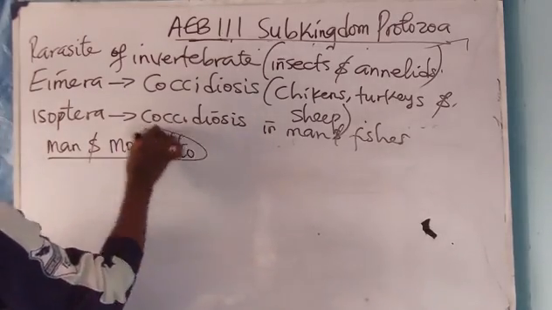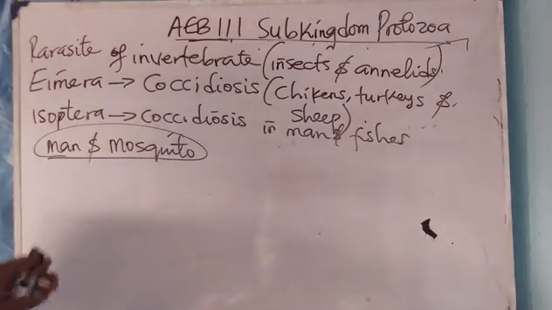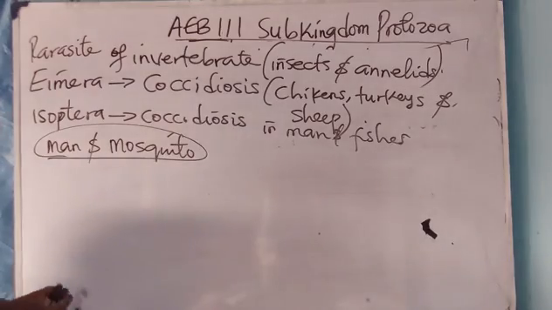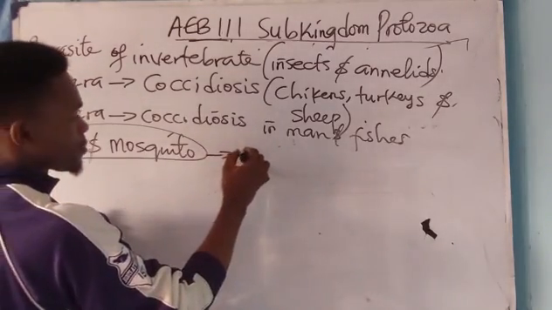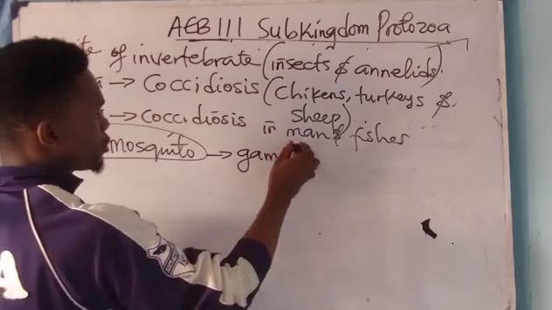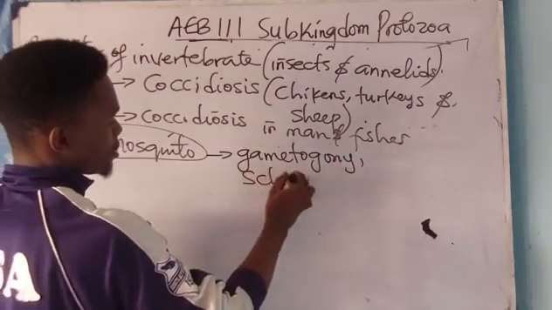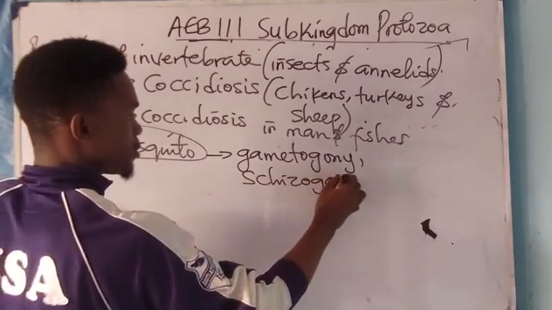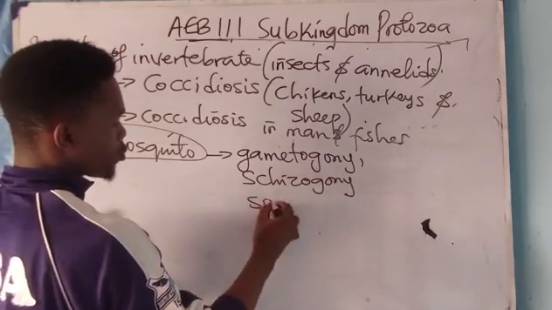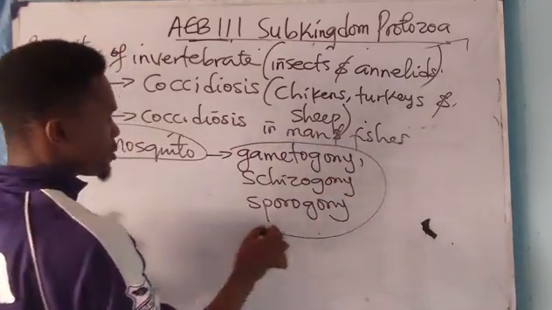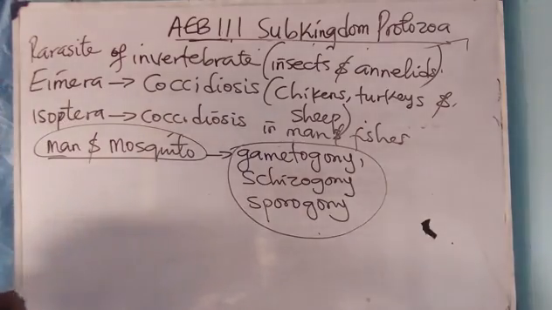Alright, life cycle occurs in man and what? Mosquito. Life cycle occurs in man and mosquito. Okay, and the life cycle also involves gametogony, schizogony, and sporogony. Alright, gametogony, schizogony, sporogony are all exhibited by the Phylum Apicomplexa.